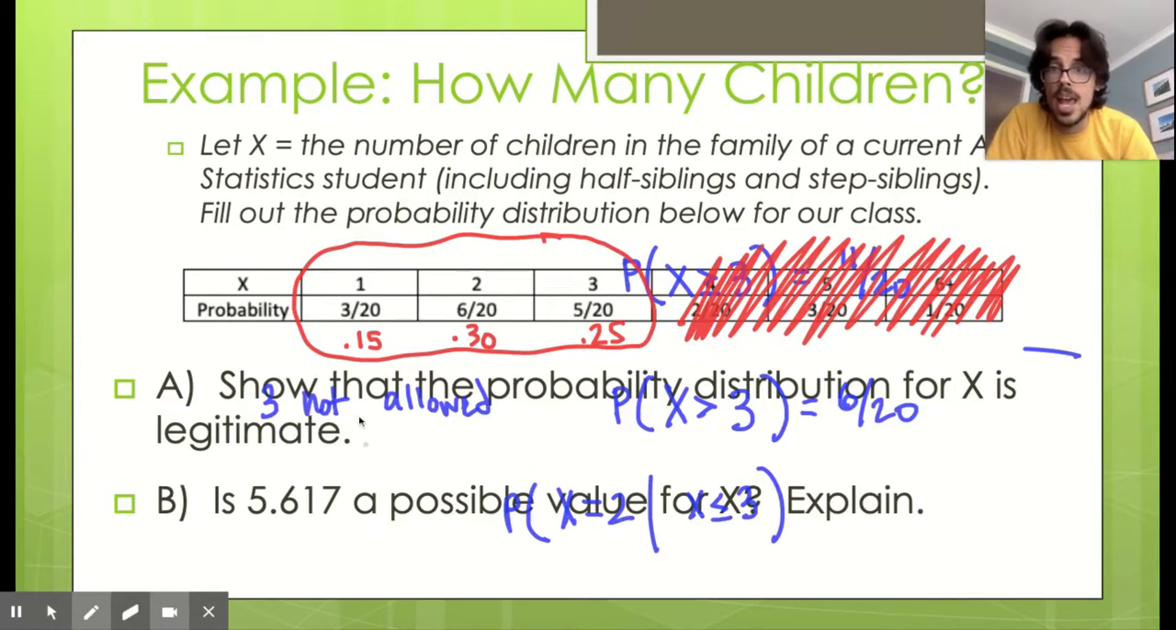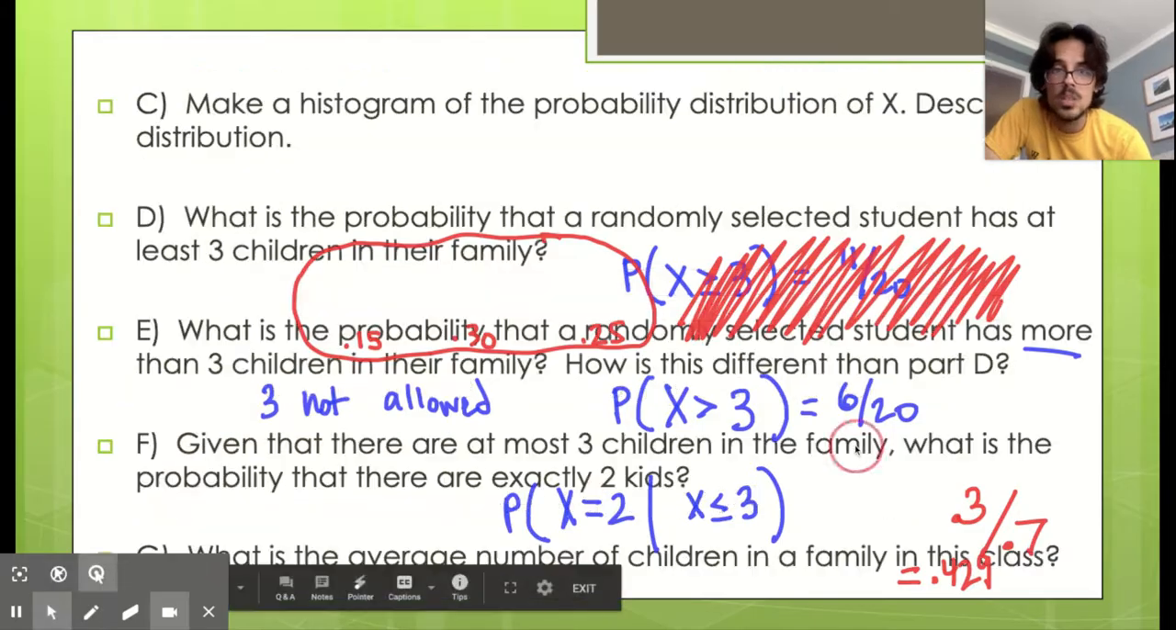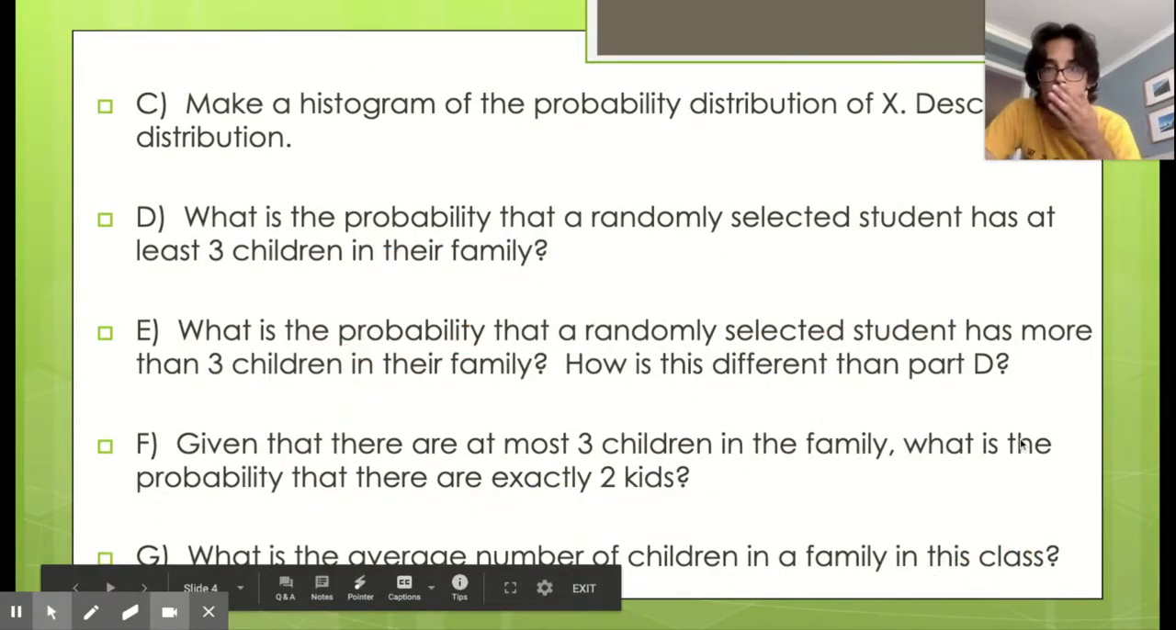So what I'm going to do is add these up right here for my new total. If you add those up, that's going to make 0.7. So if you add up these parts right here, that probability adds up to 0.7. And they asked for the probability of exactly 2. That's going to be 0.3 out of that 0.7, which as a decimal is about a 0.429 chance. So if you know there's going to be at most 3, the probability of it being exactly 2 is about 42.9%. So you can do conditional probabilities just like you normally would.